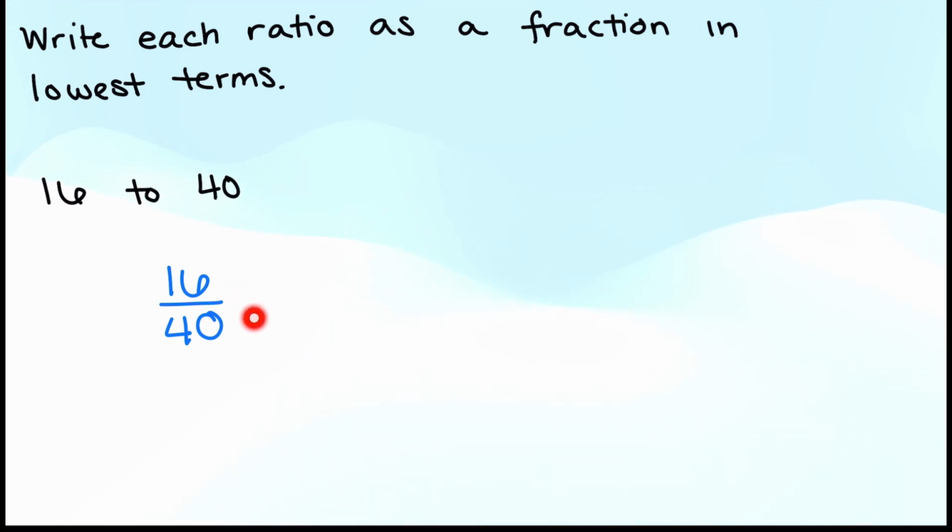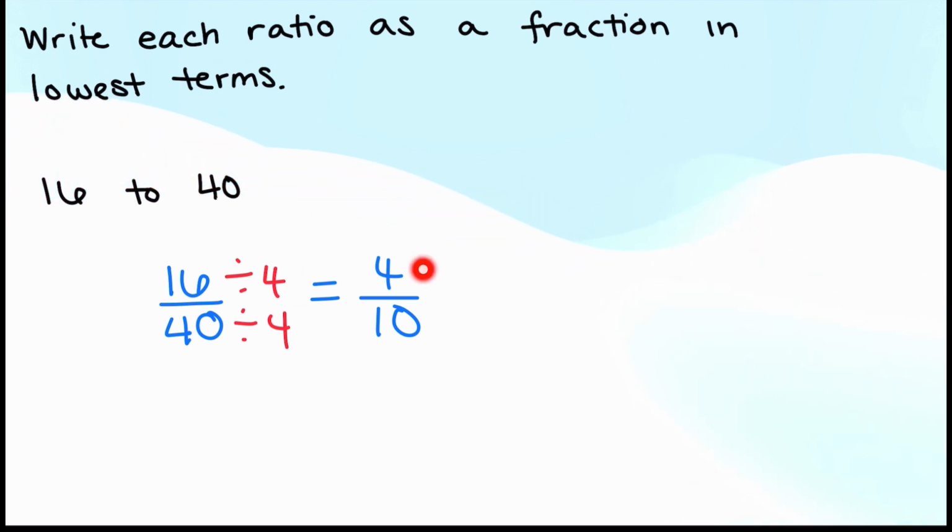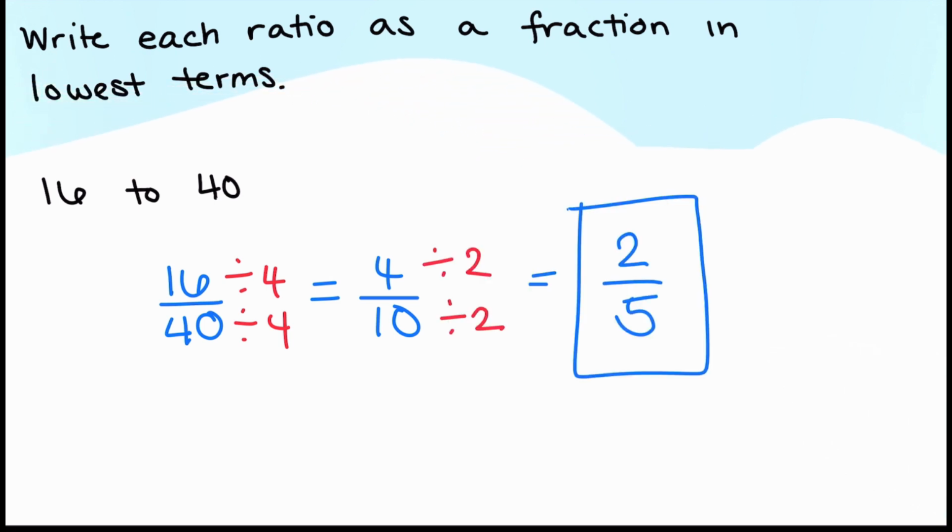And let's see, 16 and 40, well, I know they're both divisible by 4. That's what just comes to the top of my head. 16 divided by 4 is 4. 40 divided by 4 is 10. And then let's see, did I miss anything? Yeah, 4 and 10 are both even numbers. So I can divide both of those by 2. 4 divided by 2 is 2. 10 divided by 2 is 5. And we can't go any further. This is my final answer. My ratio 16 to 40 reduces down to 2 to 5.